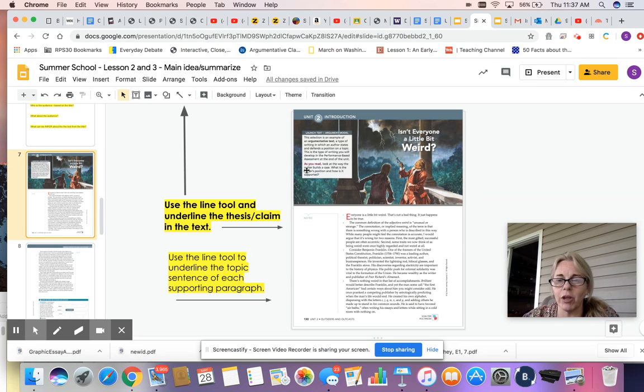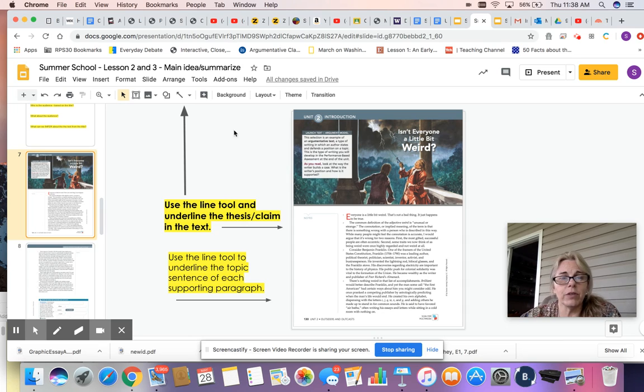This is argumentative. Anytime we have argumentative writing, we have a claim. So the author's going to say, this is true. And then he's going to provide reasons or support for why that's true. And that's what we're looking for. In lesson 1, we talked about details. Those are the details we're looking for now.